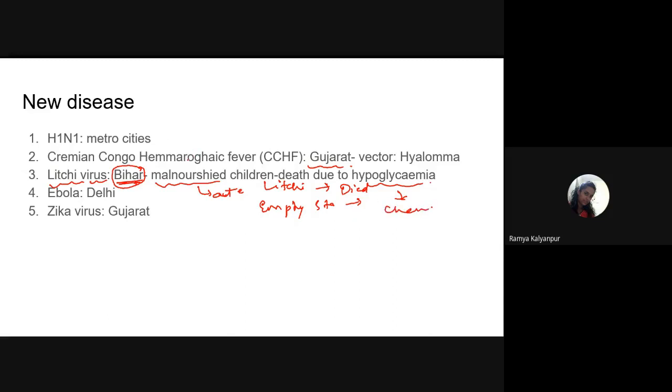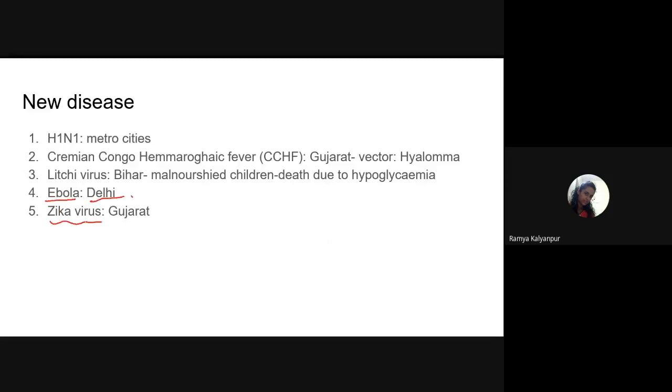For the exact pathophysiology, if you want, you have to listen to other lectures. So this is again most commonly observed where? Bihar. In Bihar, the most commonly occurring new disease is lychee virus disease, especially in malnourished children. And if they eat this particular fruit on an empty stomach, then it can happen for them. They can die also. Then Ebola, it was first seen in New Delhi. Then Zika virus, again it is seen in Gujarat.